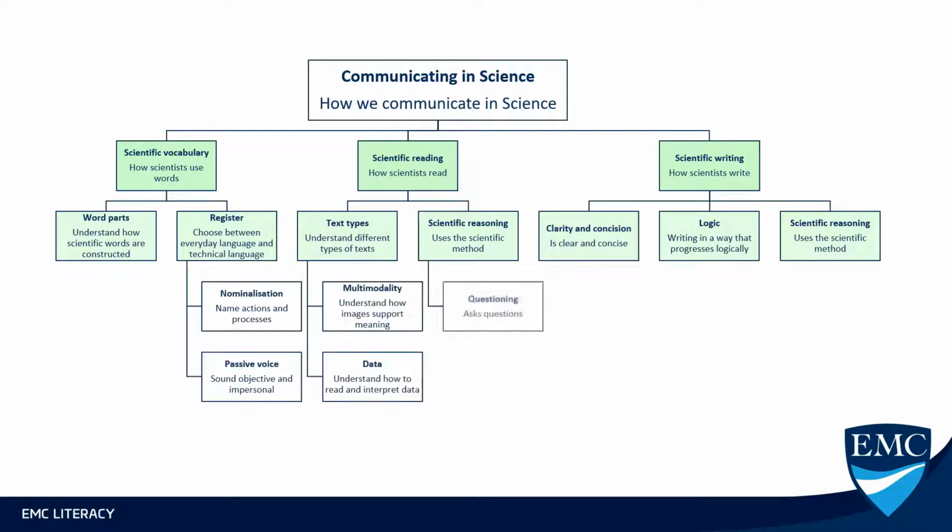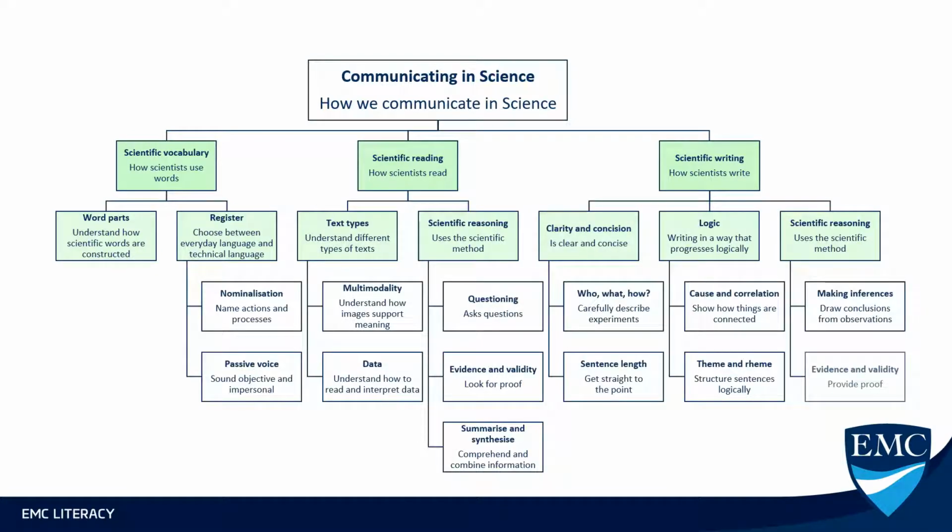A quick look at the communication tree for science reminds us that there's a lot to think about when we communicate as scientists. Today, though, we're going to be focusing on one particular branch of communication. We're going to look at the ways that scientists determine their register through the use of something called nominalisation.